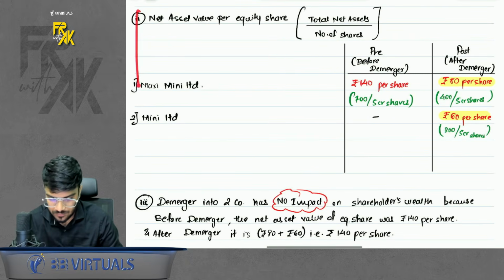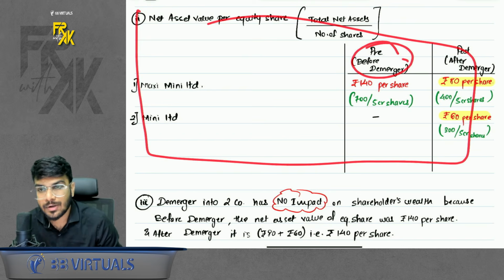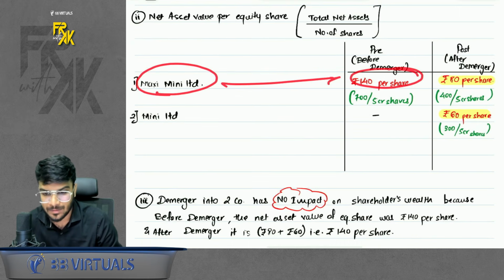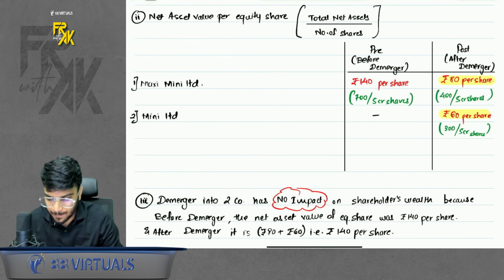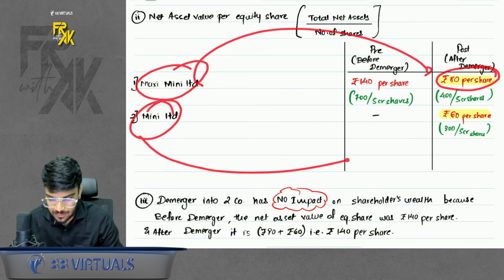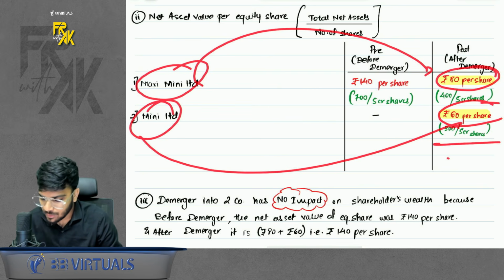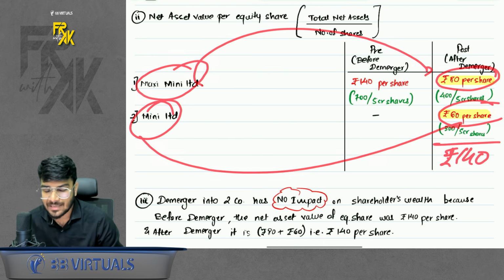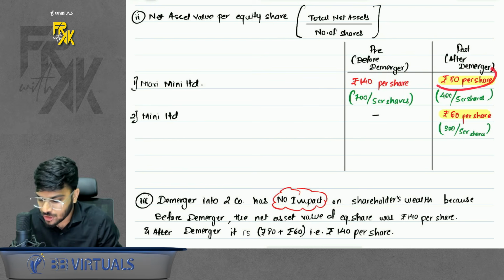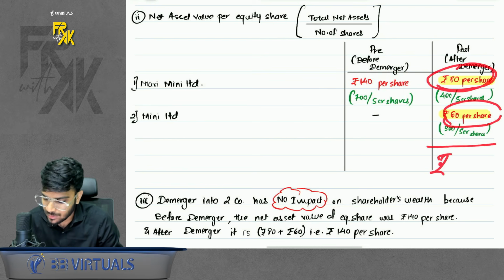What is the interpretation of this part? We can say before demerger, only one company was existing and it had a value of 140 rupees per share. After demerger, it got split into two companies, Maxi Mini and Mini. The worth of one company is 80, the worth of the other is rupees 60. Still, the total worth is rupees 140 only. So as a shareholder, previously you had one share of rupees 140. Now you are having one share of 80 and one share of 60. Still the total value is 140.